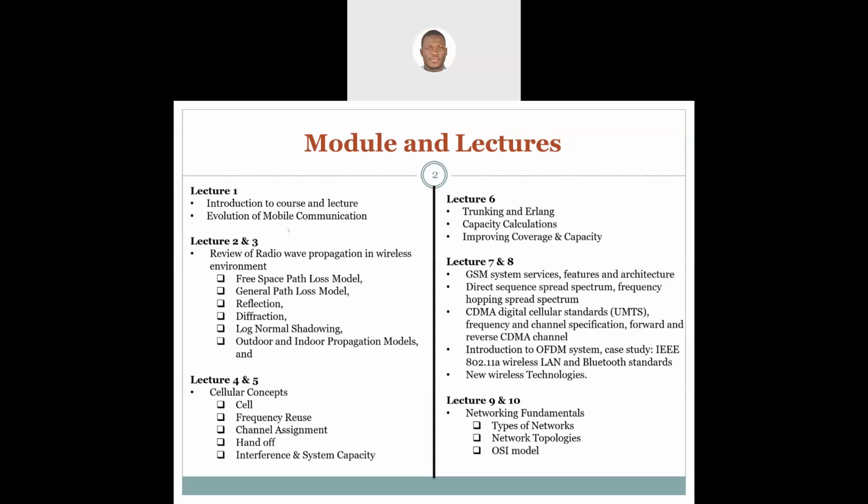Then in lecture 9 and 10, we'll be looking at networking fundamentals. We'll look at types of networks. We'll look at network topologies. And then we'll also look at the OSI model. So the OSI model normally defines the application layer to the physical layer, okay? So the application layer, we'll look at what happens there. We'll look at what happens at transport. We'll look at what happens at transmission and all that. So at every point, we'll look at what happens there, what equipments and devices are used there.